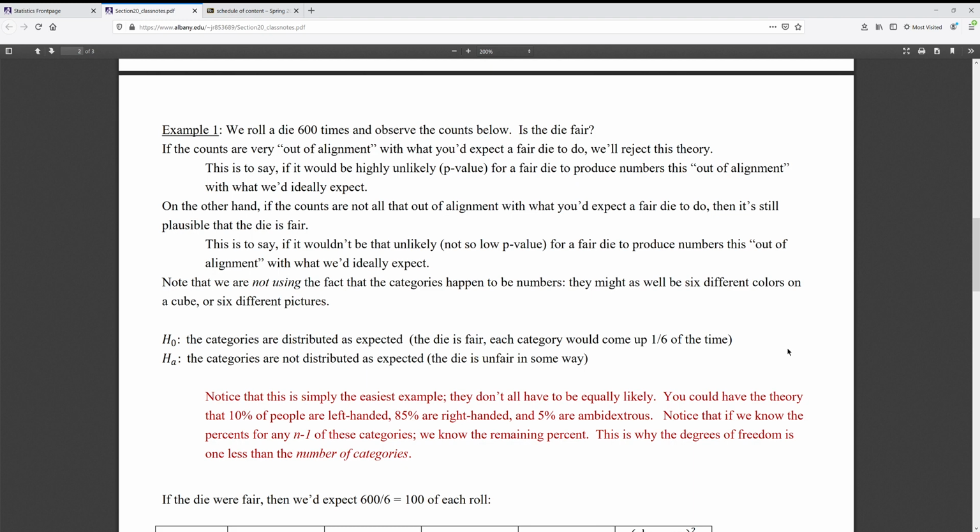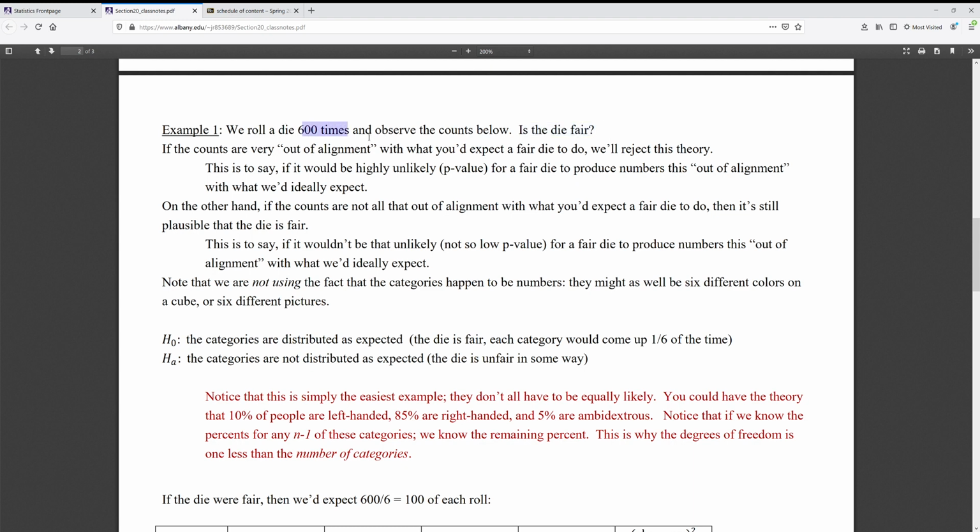The face with the 1 on it, the 2, the 3, the 4, the 5, the 6, the red face, the yellow face, the green face, etc., or 6 different pictures, they are categories. We are not using the fact that typically they have numbers on them. We are not using them as numbers. They're just little drawings of numerals on each side. They might as well be colors or anything else. A fair die is one where each category, each of the 6 sides of the die, would come up 1/6 of the time in the long run.